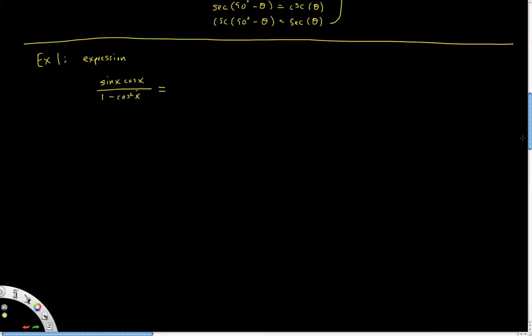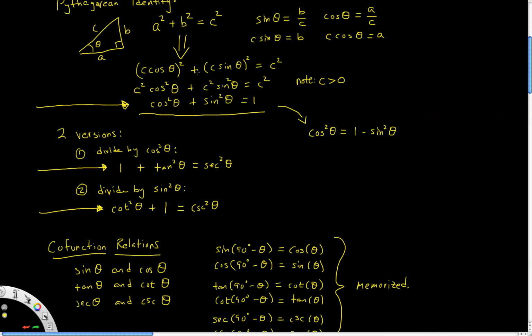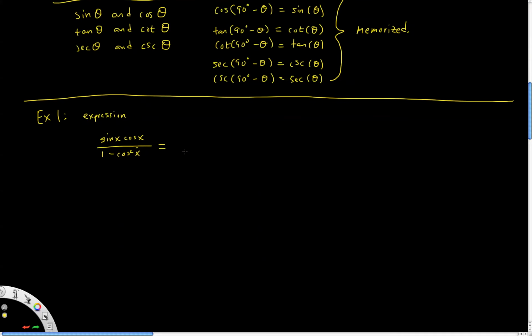Well, if I go back up to the Pythagorean identity, we can see that cosine squared plus sine squared is equal to 1. That means that 1 minus cosine squared is sine squared. So in this first step, I'm going to replace 1 minus cosine squared x with sine squared x. And I'm going to leave the numerator alone, and that's just going to work out to be sine x times cosine x.